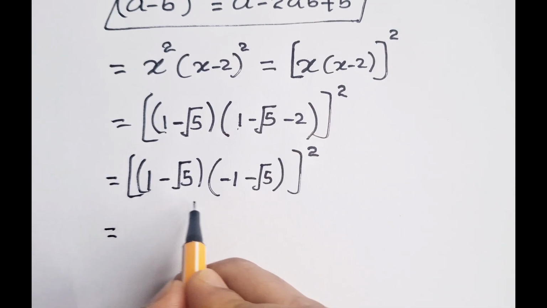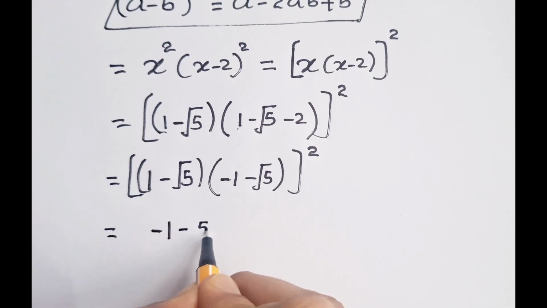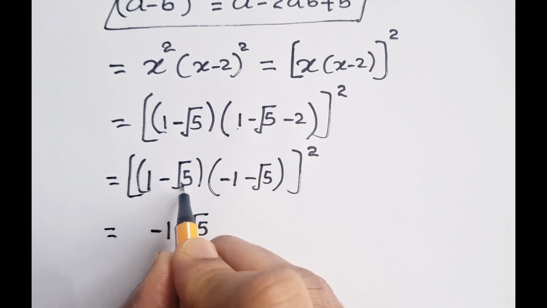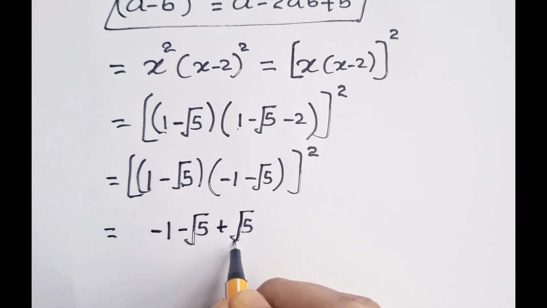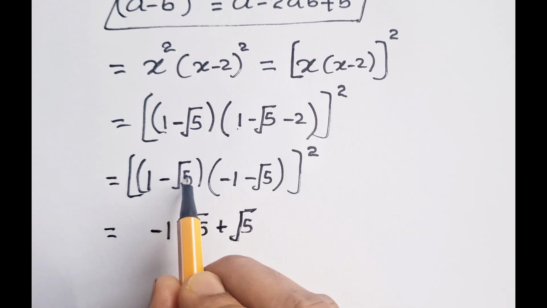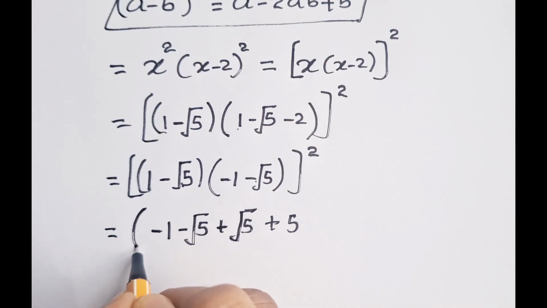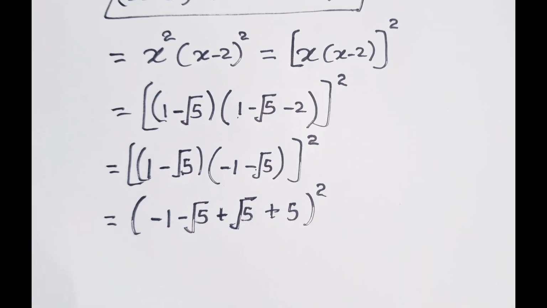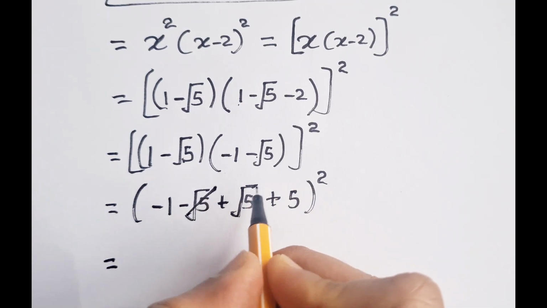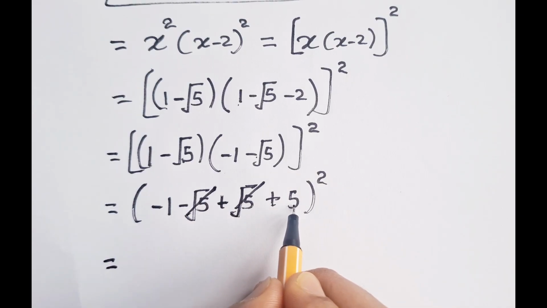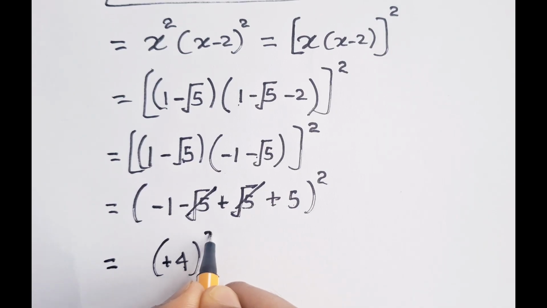Now I can expand this bracket here. 1 times minus 1, minus 1. 1 times minus square root of 5, minus square root of 5. Minus square root of 5 times minus 1, plus square root 5. And minus square root 5 times minus square root 5, plus 5. Now this is going to be cancelled. Minus 5 square root 5 plus square root 5, plus 5 minus 1, plus 4. 4 to the power 2.